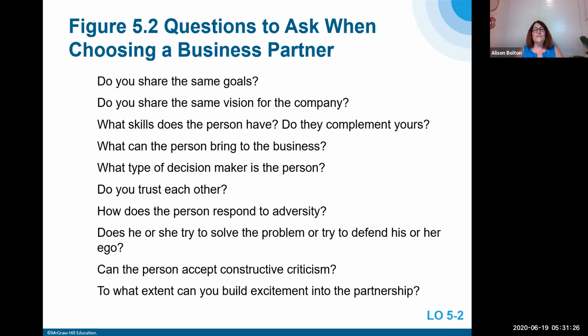Six, what type of decision maker is the person? Do they make decisions well? Do they take too long to make decisions? Are they controversial in decision making? Do they question how you're going about things, insofar as being controversial? There's all kinds of things that go with decision making, and you want to know that you have somebody that you can sit down with and lay your cards out and discuss things, so that you are not always left in a lurch insofar as decision making goes.